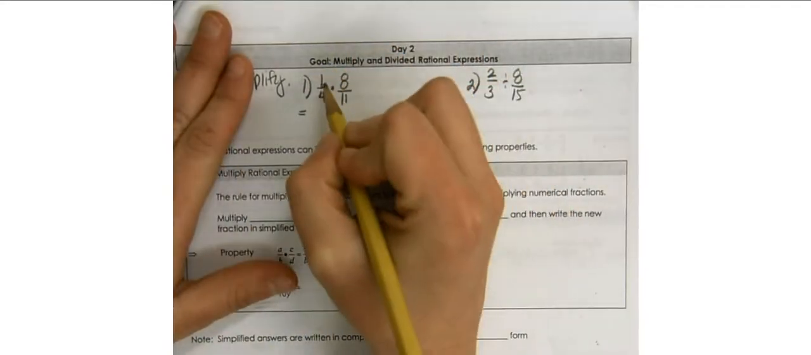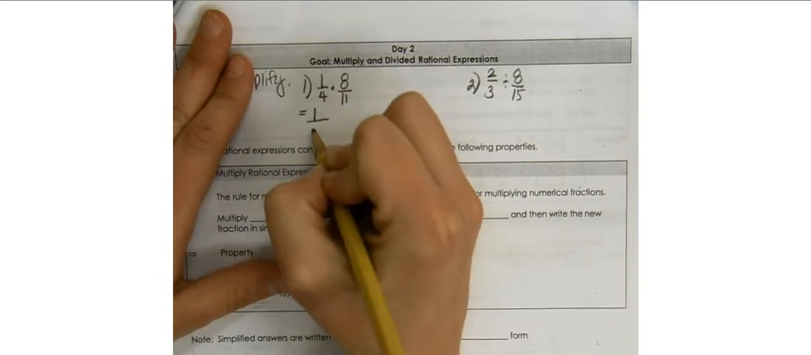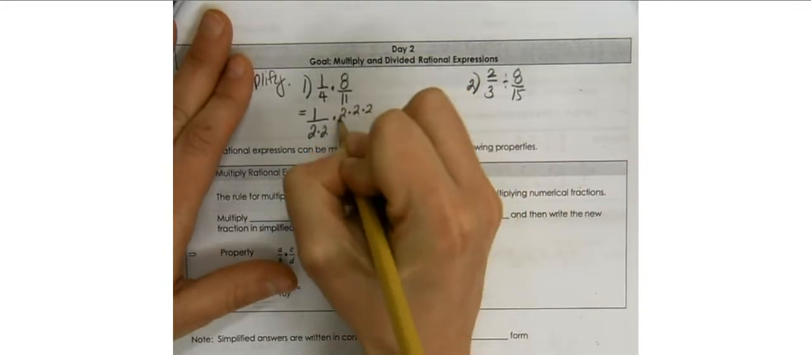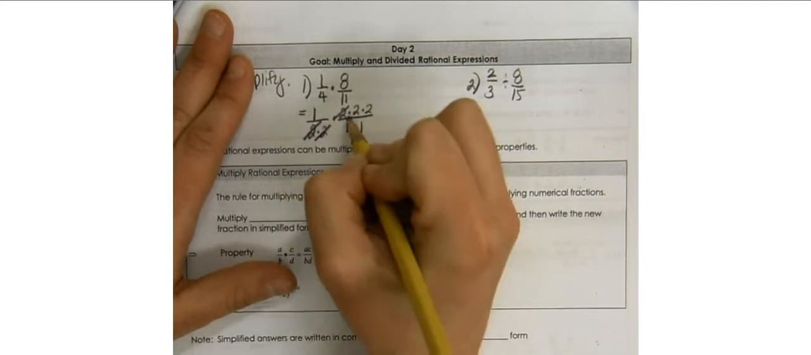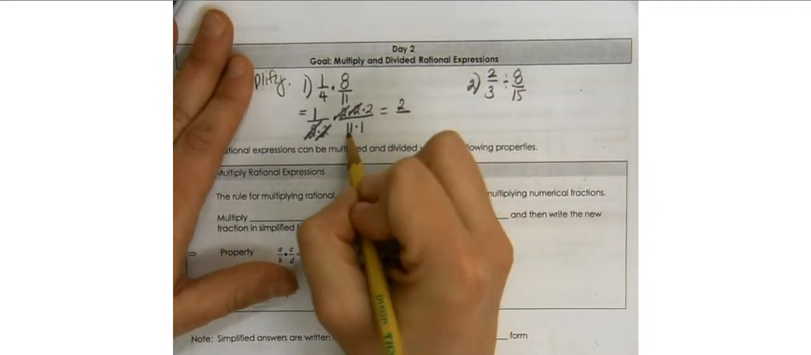So I can't factor 1 any further, so I'm going to make that 1/4, which is 2 times 2. This is times 8, which I know is 2 times 2 times 2. This is all over 11, which is 11 times 1. So anything that is the same on the top and the bottom, I'm going to eliminate. I have a 2 on the top and a 2 on the bottom, so they cancel out. Another 2 on the top and the bottom cancel out. And I am left with 1 times 2, which is 2, divided by 11 times 1, which is 11. So our answer is 2/11.